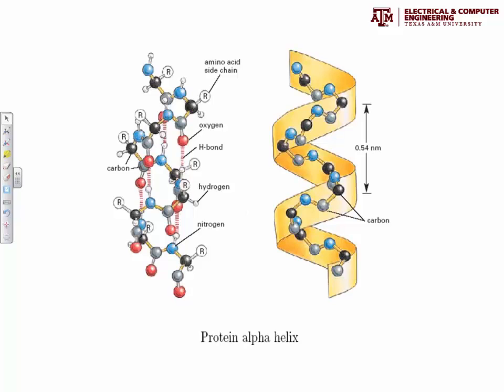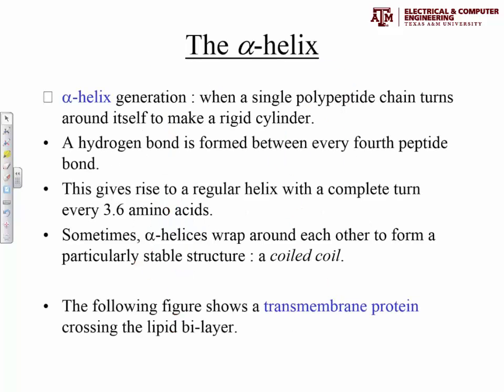Again, this is the diagram. On the next slide, I'm basically just using textual information to explain that. So alpha helix. When is an alpha helix generated? When a single polypeptide chain turns around itself to make a rigid cylinder. This chain is turning around itself, and then a hydrogen bond is formed between every fourth peptide bond.